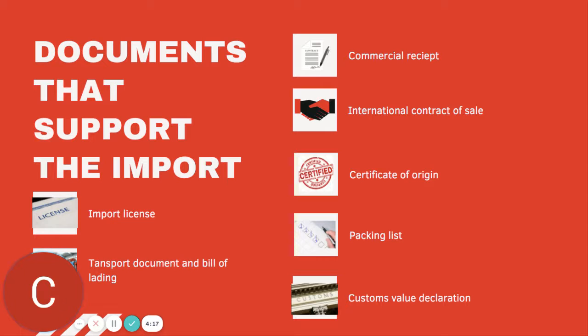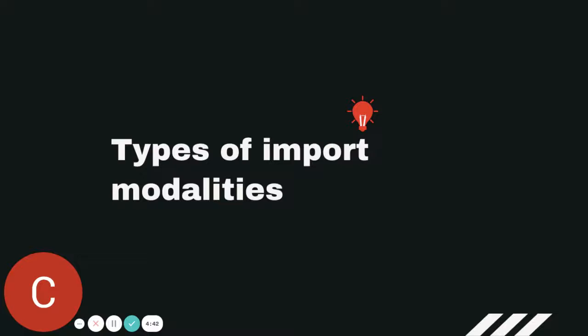Now, some documents that support your import. These are documents you're going to have to present. So you're going to have a commercial receipt, the international contract of sale, the certificate of origin, the packing list, the customs value declaration, the import license, transport document, and bill of lading. These are all just normal, run-of-the-mill import documents that you're going to be asked for in any country when importing.